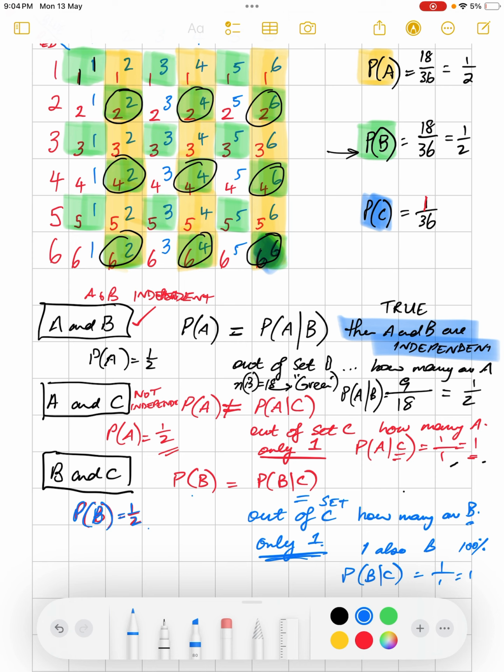Trouble is, a half does not equal 1. Therefore, B and C are not independent. The probabilities change. So if C does happen, it probably went from a half to 100%.